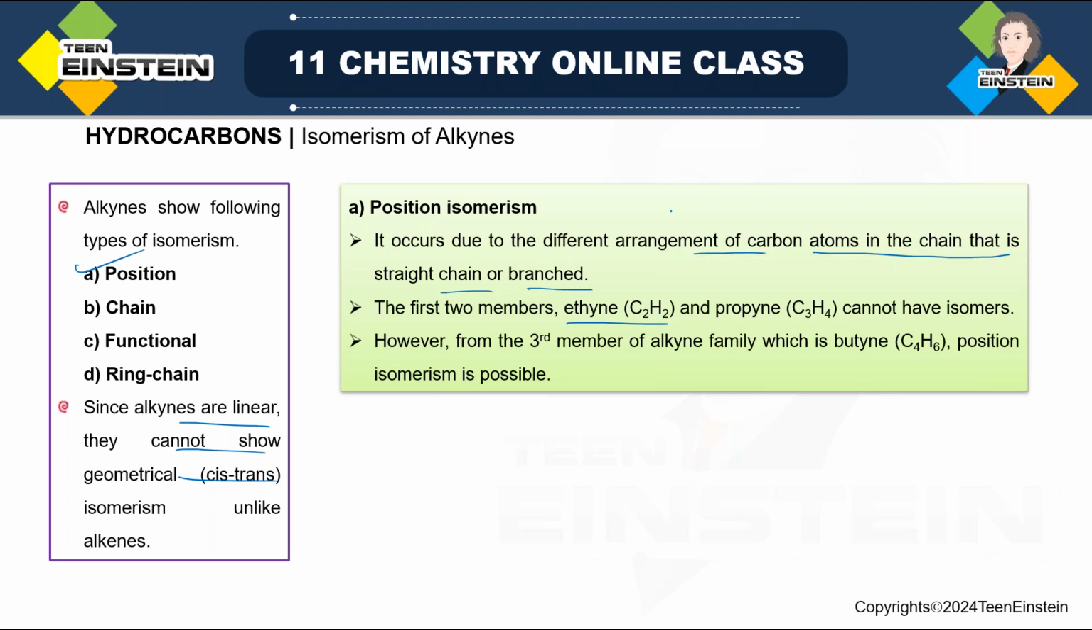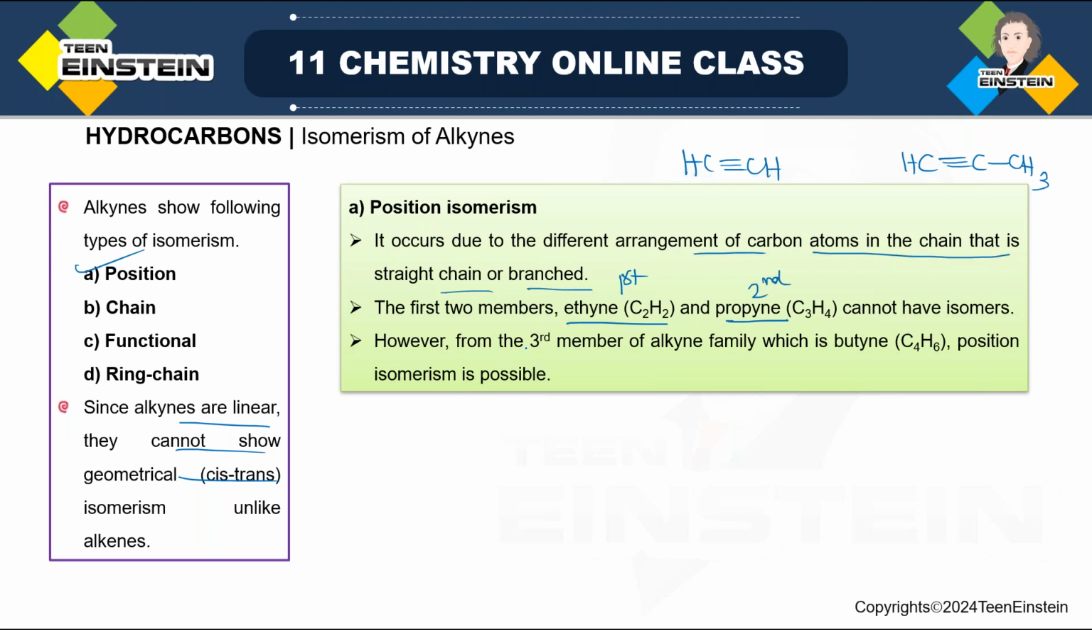Now the first member, which is HC triple bond CH, obviously you cannot expect any position isomerism. Can you change the position of the C-C triple bond? No, that is not possible. You just have 2 carbon. Next member, that is the second member. This is the first member. This is the second member. Now for the second member also, you cannot have any other structure variation. This is not possible. So these first 2 members cannot have isomers.